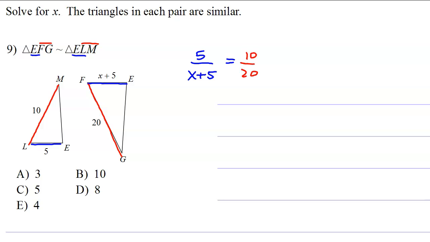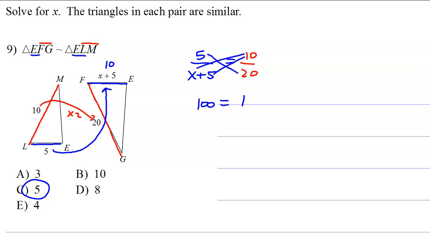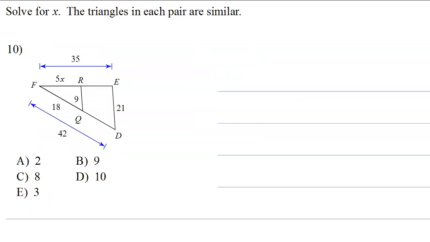And again, couple different, you could use algebra. You could also just say, hey, this doubled. So this 5 needs to double and be 10. And what x will give me 10? It's when x equals 5. If you cross multiply, you get 100, 10x plus 50. Take away 50 from both sides. And divide by 10, and you'll have x equals 5. All right, number 10.